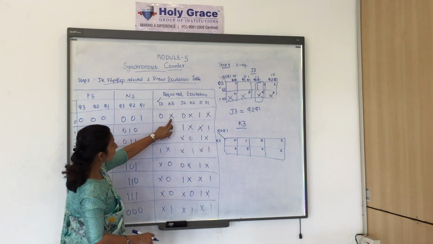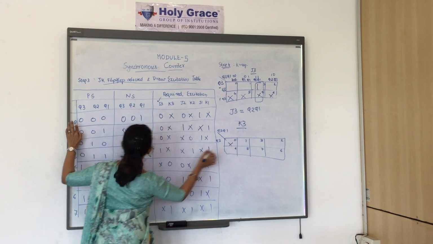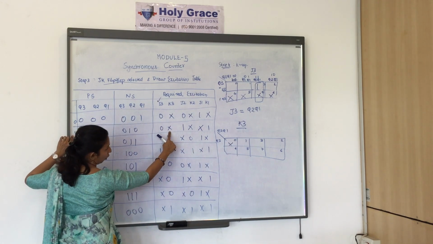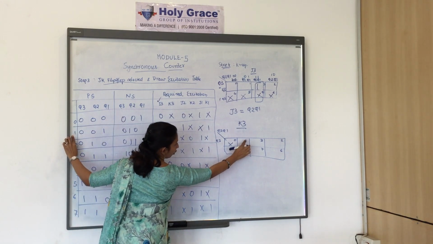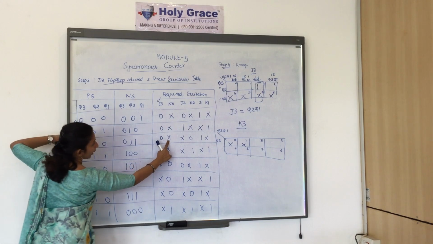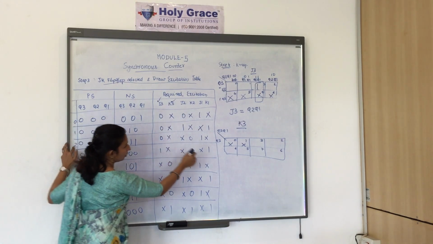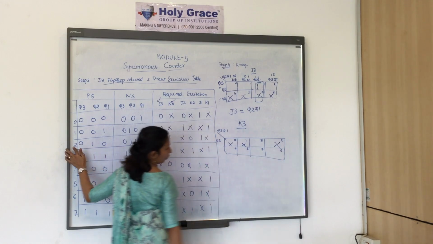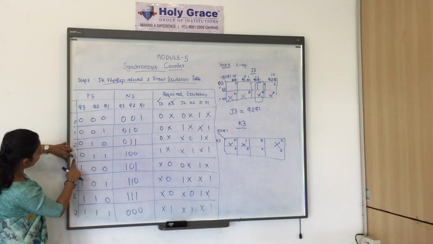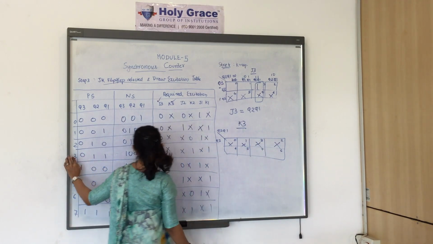Now look at K3. In K3 you can see don't care conditions for 0. So for 0 it is a don't care. For 1 it is a don't care, so I will fill that cell with a don't care. Then for 2 it is a don't care for K3, so for 2 also I have drawn a don't care. Now for 3 again it is a don't care, so for 3 I have filled a don't care.